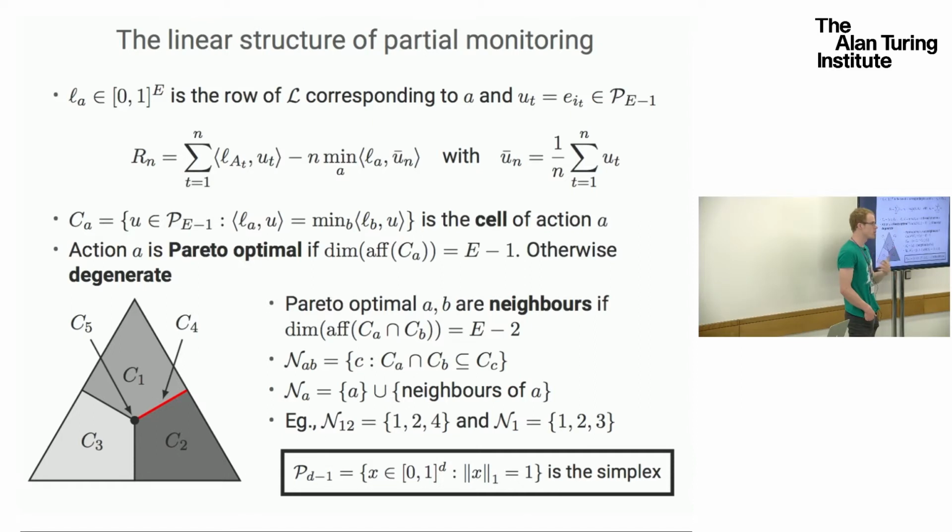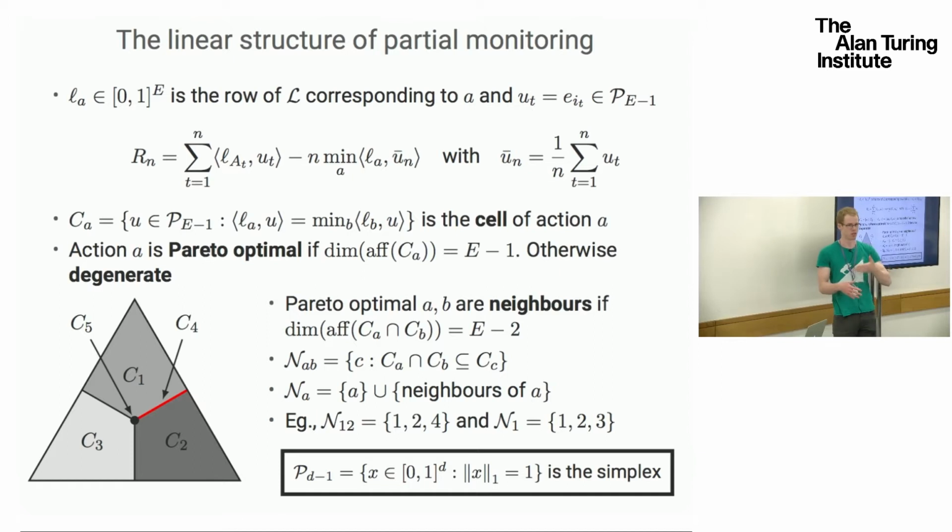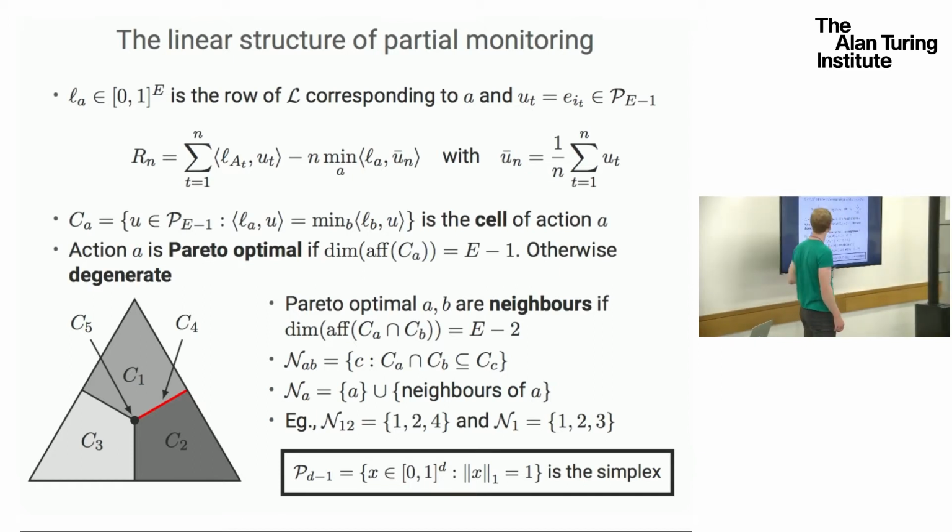And then we're going to put a linear structure on the adversary's choices. So they're choosing, remember, this sequence i_t of integers. And we're just going to let u_t be the standard basis vector with the i_t coordinate switched on. So that's what this u_t is. And this lets us write the regret with this linear form, right? So this inner product between the loss vector of your action and the choice of the adversary, that just boils down to selecting the right coordinate of the loss matrix.